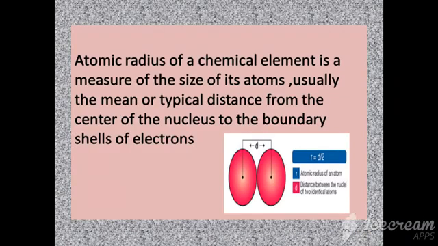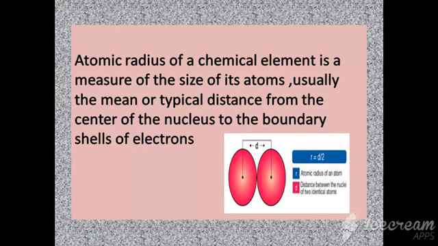What is meant by atomic radius? The atomic radius of a chemical element is a measure of the size of its atoms. Usually, it is the distance from the center of the nucleus to the boundary of the electron shell. R is equal to D by 2.